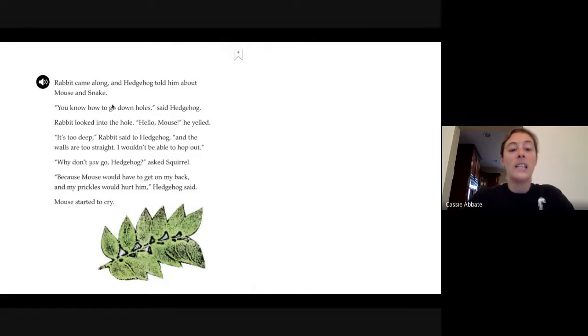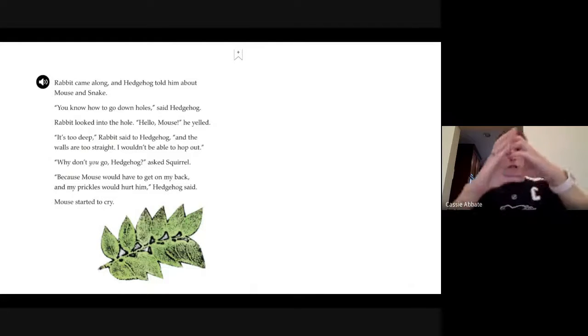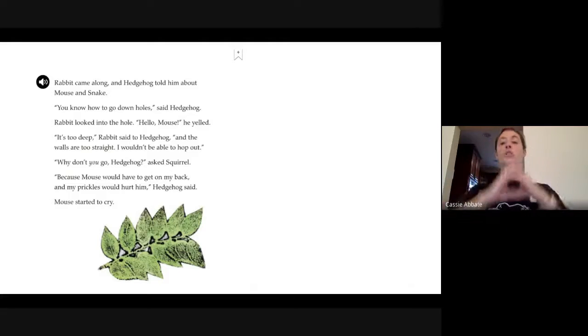So here's something that we're going to do visualizing too. We're going to visualize like we're looking down into the hole, okay? That way we can see what it feels like to be maybe Mouse and to be the other animals. So we're going to put our hands into a circle like this, right? We're first going to be Hedgehog, Rabbit, Squirrel, looking down into the hole. So I want you to maybe scoot back, and put your hands in front of you like this, and look down into your hands. You see how it's really narrow, right? So that's us peering down at Mouse. Oh, it looks really scary.